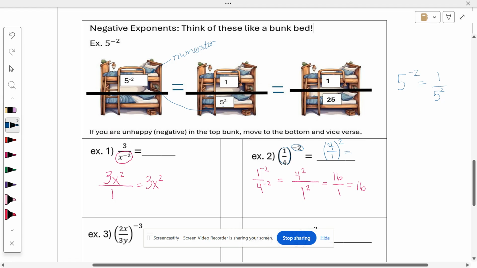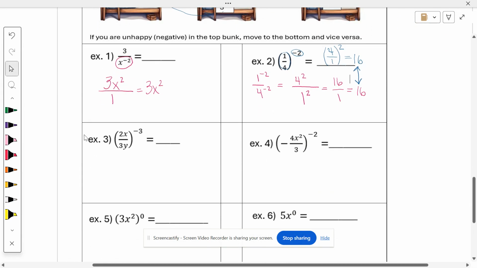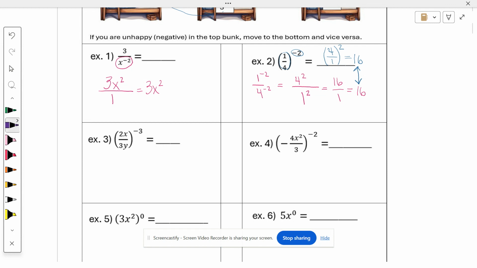Well, that's just saying 4 squared times 4 squared, or 4 times 4, which is 16. So either way, you get the same answer. So let's use the rule for this next example. Example 3, I have a quotient, 2x over 3y, all to the power of negative 3.